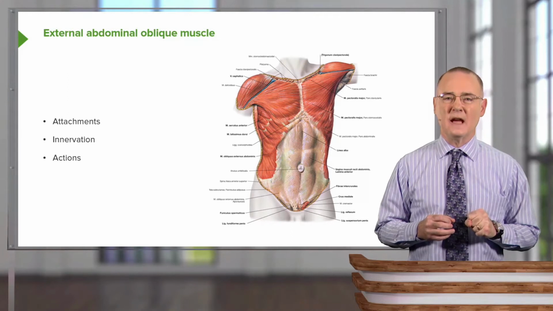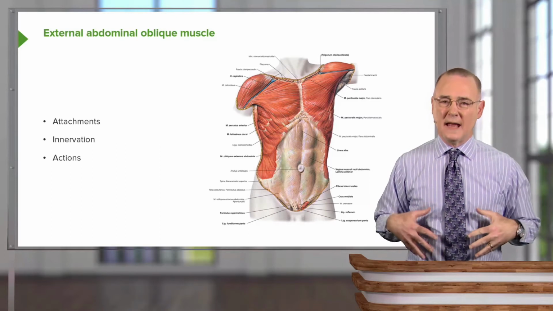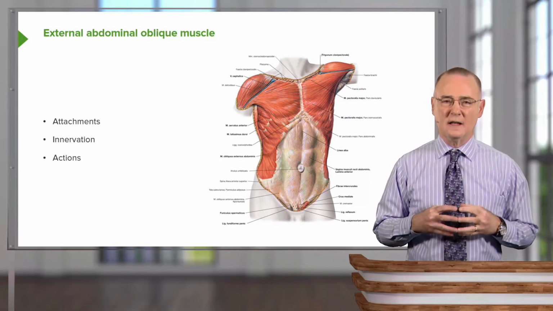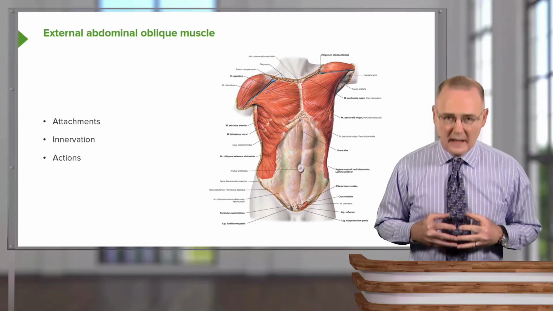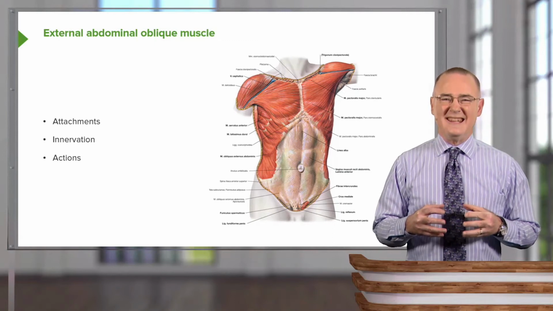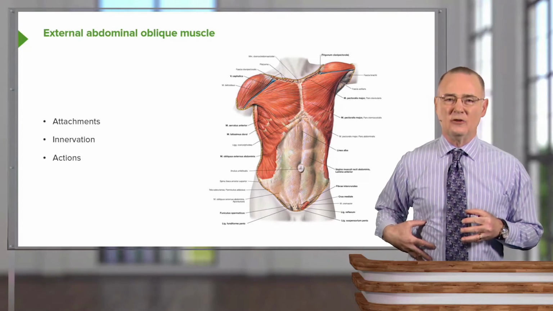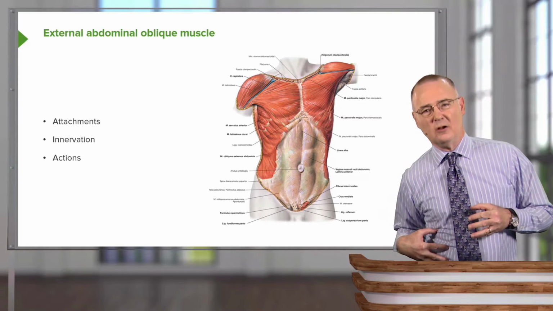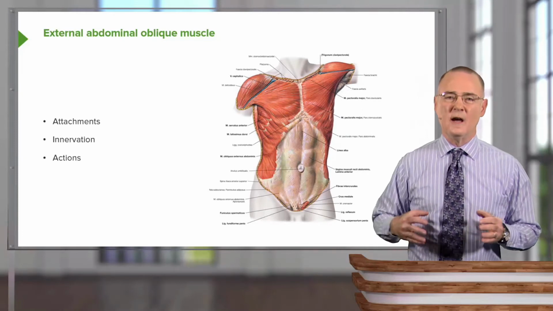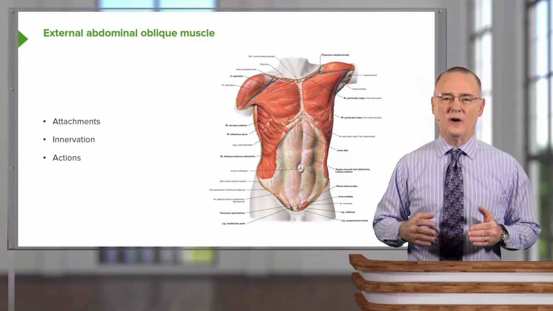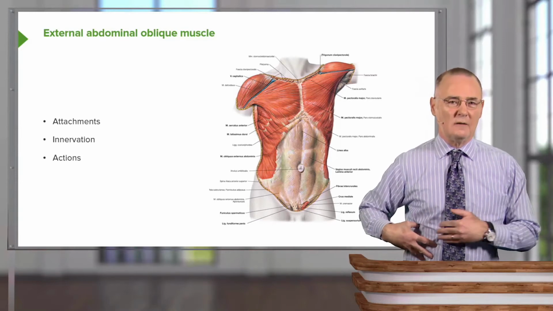The actions of the external abdominal oblique. Let's first think about both the right and the left external abdominal obliques contracting. That will help flex the trunk of the body like so. We can also consider these working unilaterally. So if just the right external abdominal oblique contracts, it can help the body laterally flex to bend toward the same side. It can also help to rotate the torso, and for the external abdominal oblique, if it's contracting, it will rotate the right side.